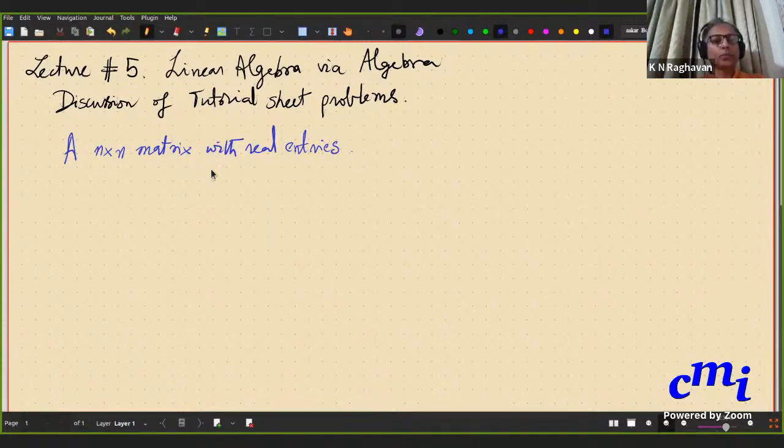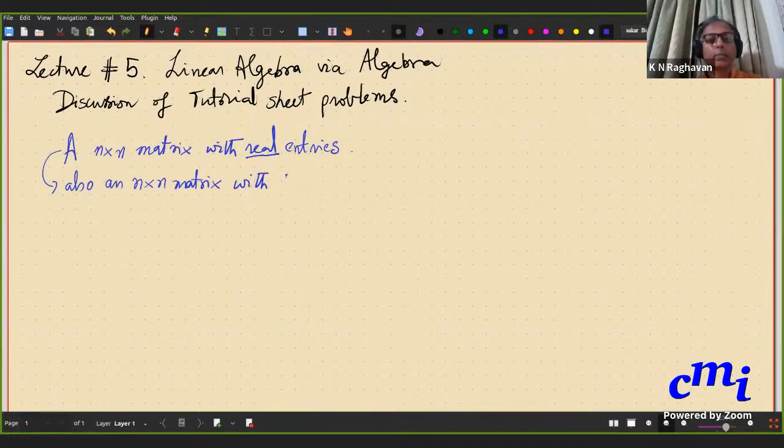Now, you can also consider this as an n by n matrix with complex entries, right? Is this clear? I mean, a real number I can also consider as a complex number. So the question here is: what did we define the minimal polynomial as? Of course, maybe we defined it for a linear operator rather than for a matrix, but the same definition works. So what is the minimal polynomial?